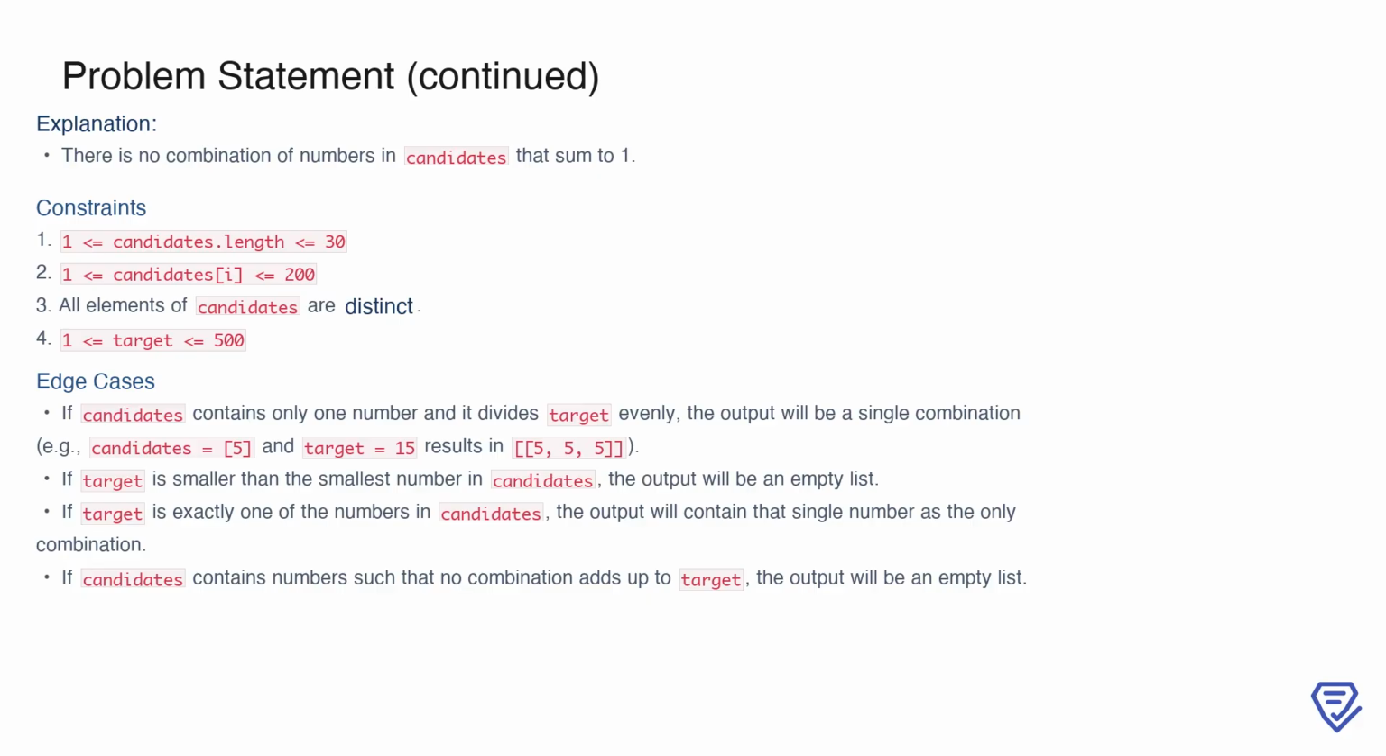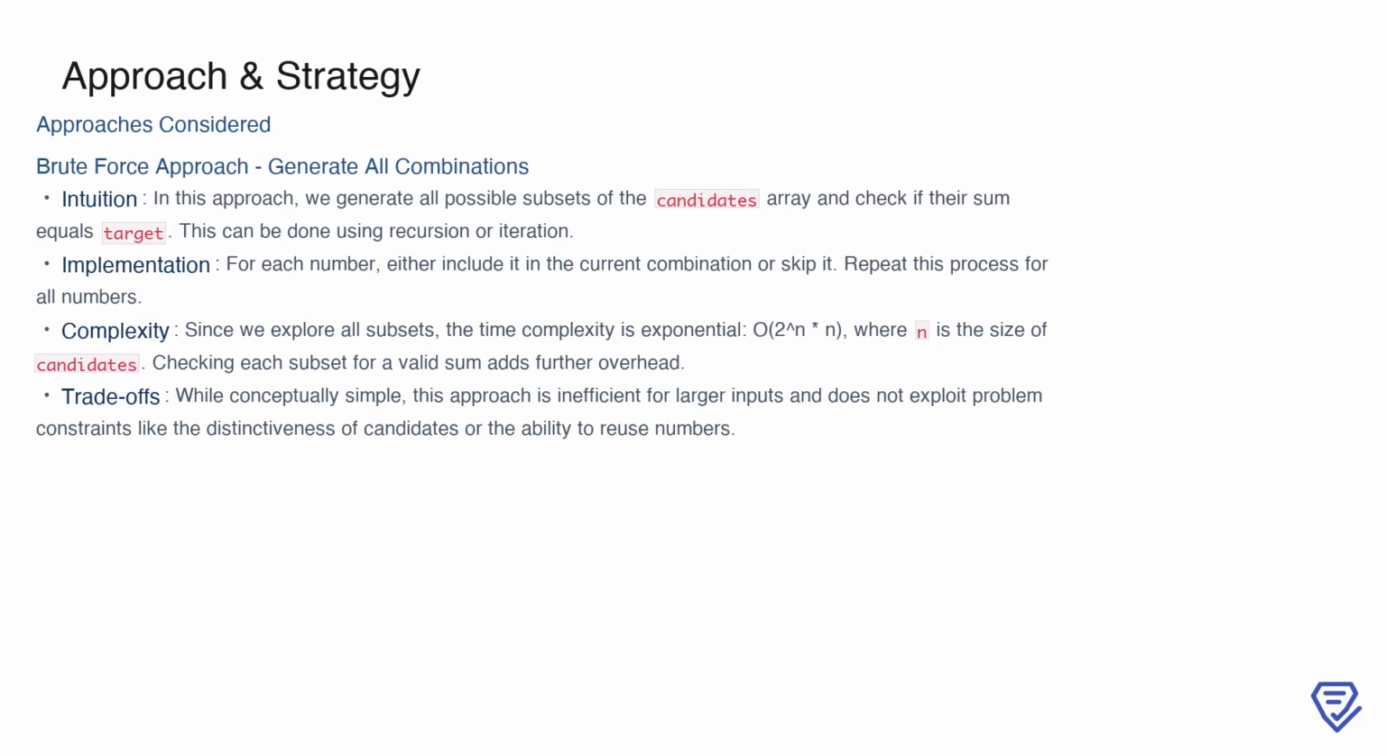On the other hand, if the target is smaller than the smallest number in candidates, or if no combination of numbers can sum to the target, the output will be an empty list. Similarly, if the target matches exactly one of the numbers in candidates, the output will contain that number as the sole combination. To begin, let's consider the brute force approach.